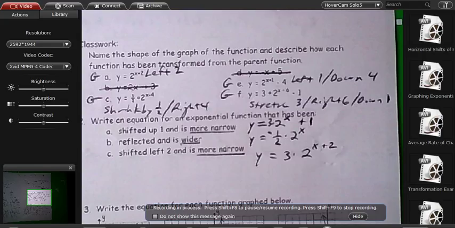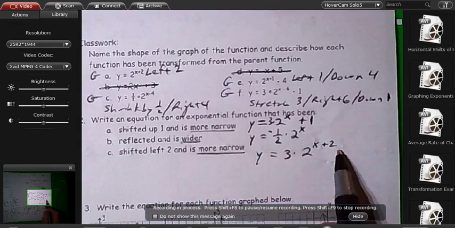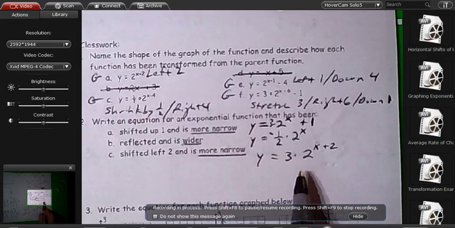All right, part C, shifted left 2 and more narrow. So, more narrow would mean a number greater than 1, such as 3. Left 2 would be x plus 2. So y equals 3 times 2 to the x plus 2.